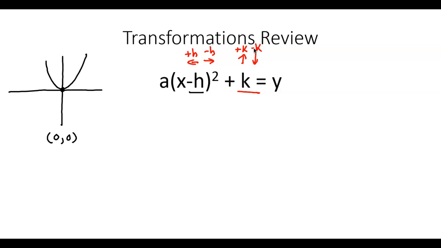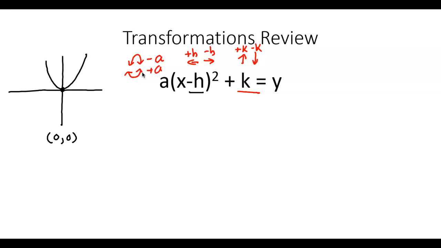All right, what else do we remember here? How about the a? What does the a do to the graph? It can flip it, right? And that's really the only one we care about. It does other things too, but that's really the only one I look at. If a is negative, we're going to flip it upside down so it looks like a sad face. But if a is positive, we'll leave it like that, happy face. Okay? That's the only one I care about.